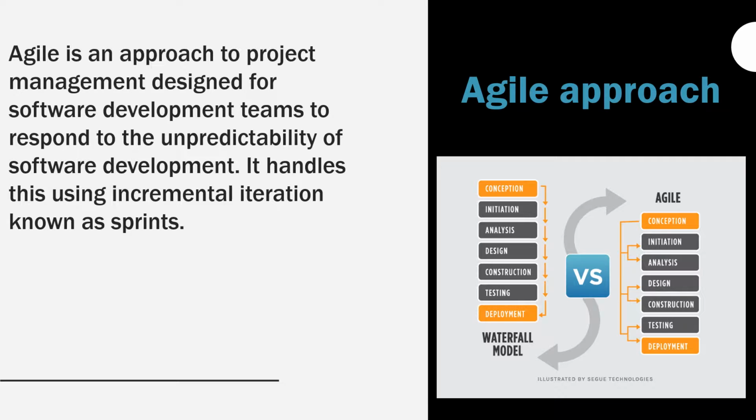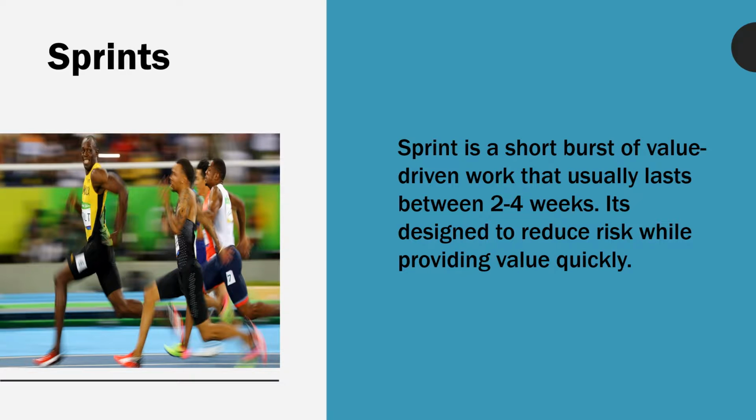What's Agile? Agile is an approach to project management designed for software development teams to respond to quick, unpredictable software development requirements. It handles this using incremental iterations known as sprints. Okay, and what's a sprint? A short burst of value-driven work that usually lasts between 2 to 4 weeks. It's designed to reduce risk while providing value quickly.